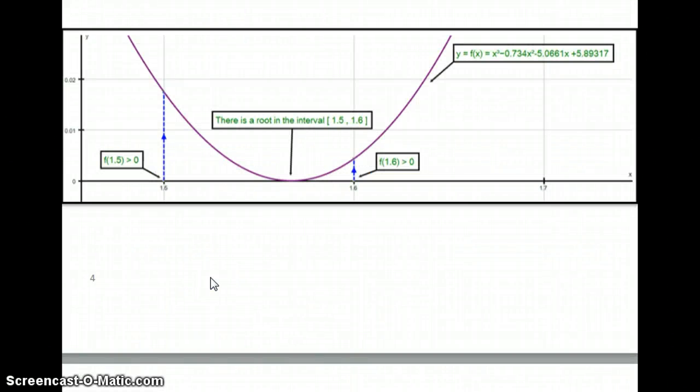I know that the root lies in the interval 1.5 and 1.6 by looking at this graph. I can see that the curve touches the x-axis here between 1.5 and 1.6. However, the y-coordinates do not become negative because of this repeated root, so there will be no change of sign, as it will be positive here and also positive here.